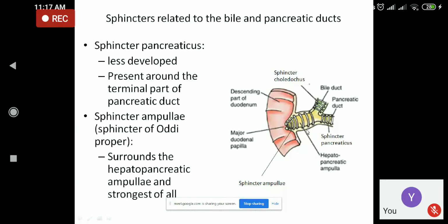So these are the three sphincters: sphincter choledochus, sphincter pancreaticus, and sphincter ampullae, or sphincter of Oddi. You have to remember the sphincter of Oddi also.